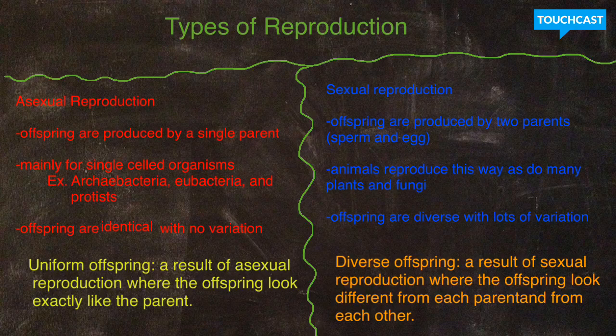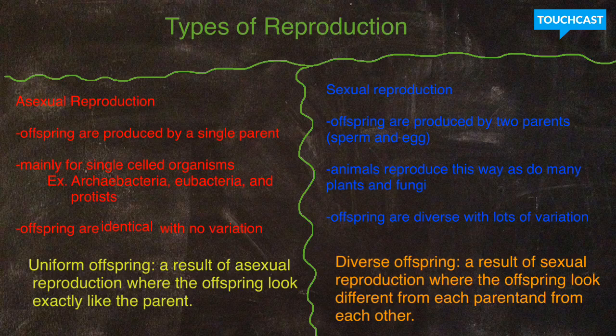With asexual reproduction, our offspring actually are produced by only one parent through things like budding, which we'll focus on some more. It's mainly for single-celled organisms like archaebacteria, eubacteria, and protists, but some plants and fungi also reproduce asexually. The offspring are identical.